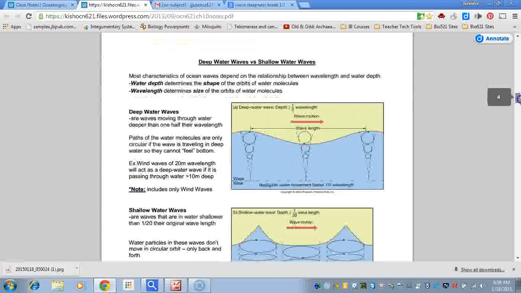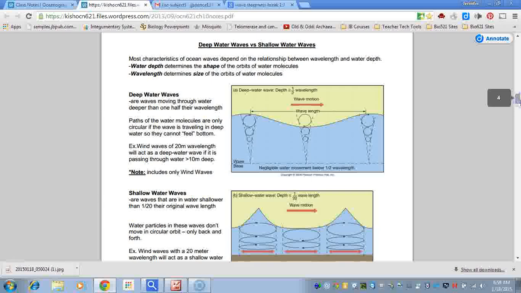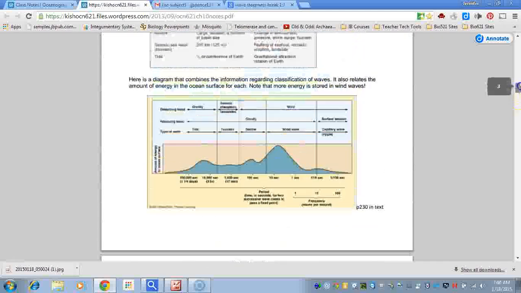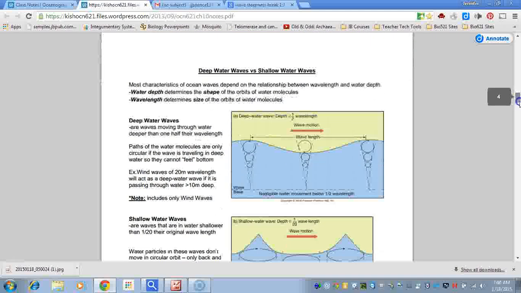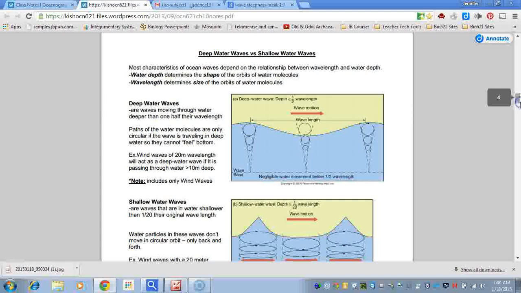The next objective is to understand differences between properties of deep water waves and shallow water waves, and which of these types of waves would be deep or shallow. So tides, tsunamis, seiches, wind waves, capillary waves: which ones would be considered deep water waves or shallow water waves, or could they be both, and when? How do you define deep water waves and shallow water waves, and what are some of their features?